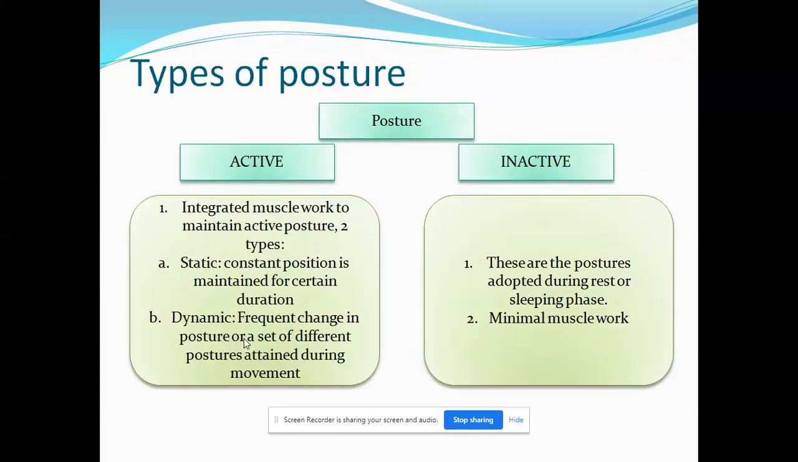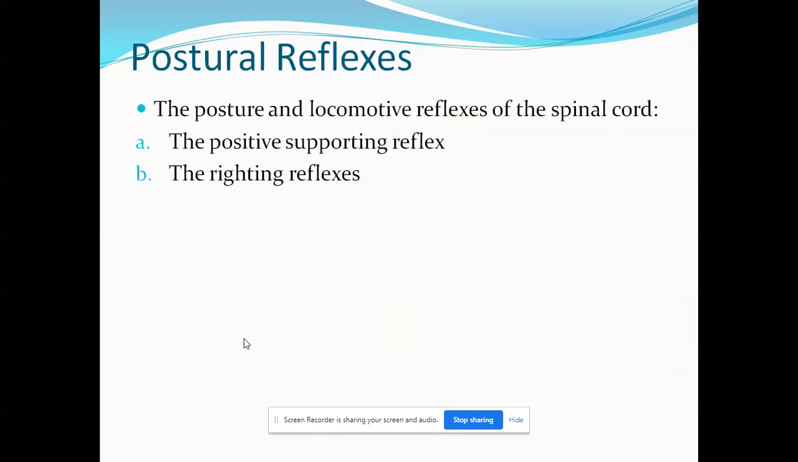Coming to types of posture, there are two main types of posture, that is active and inactive. Active, where the integrated muscles need to work to maintain the posture, whereas in inactive, there is minimal muscle work. There are two types of active posture, that is static and dynamic. In static posture, a person is just maintaining a constant position for a certain longer duration, whereas in dynamic posture, there is frequent change in the position or a set of different postures attained during the movement. In inactive, usually these positions are used during rest or the sleeping phase.